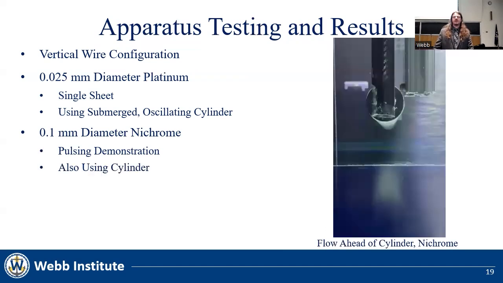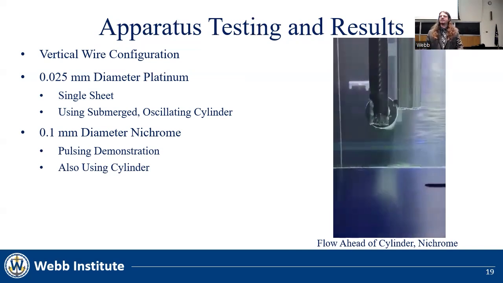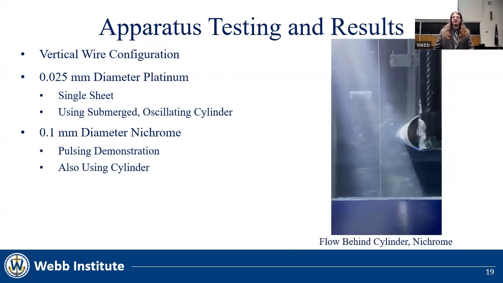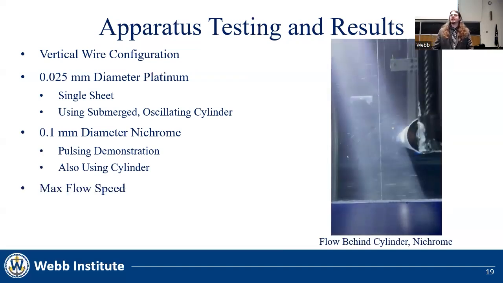I then used the same cylinder as before, and once again, this first video shows the flow ahead of the cylinder. The path lines are still highlighted by the bubble sheet, but admittedly, the sheet is a bit streakier than that produced by the platinum. However, by looking at the flow behind the cylinder, the von Karman vortex street was visualized just as well. The apparatus was tested at a max flow speed of about 0.7 meters per second, demonstrating viability for use in the flow channel.